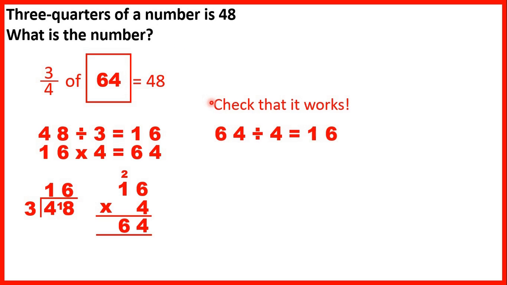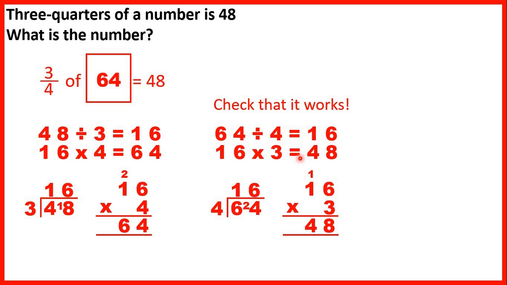We can check that it works because if we take 64 and divide by the denominator, 64 divided by 4 is 16, and then we can take that and times top, so multiply by the numerator, and that gives us 48. Again, we might need to use short division or short multiplication to work this out.